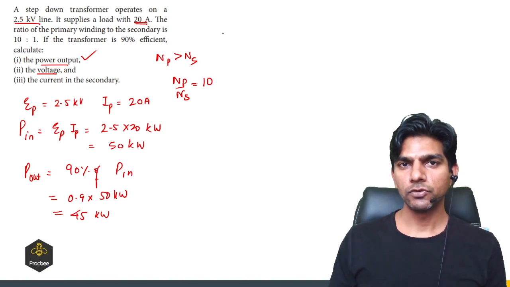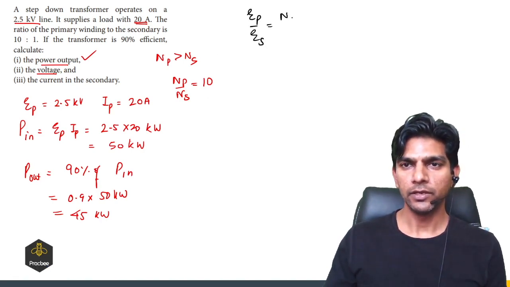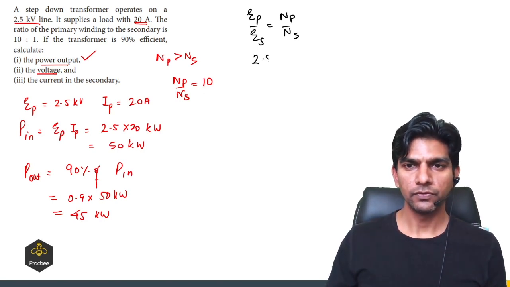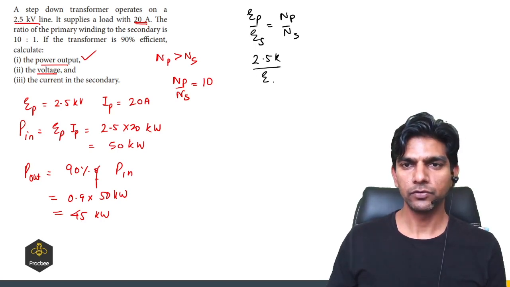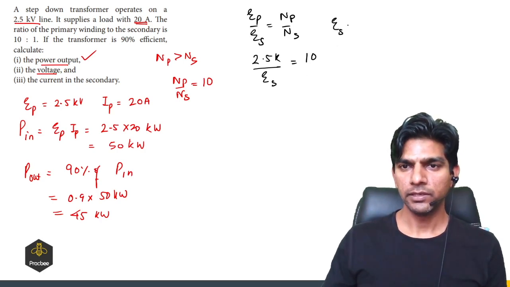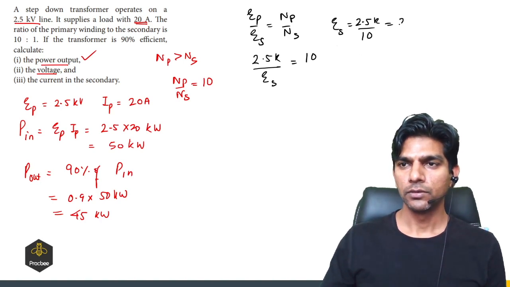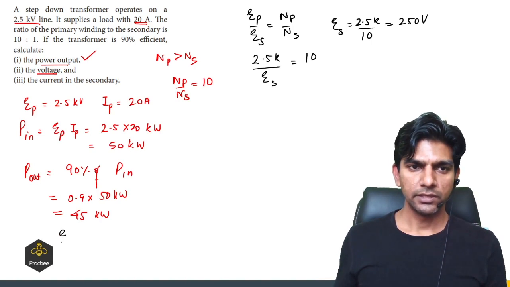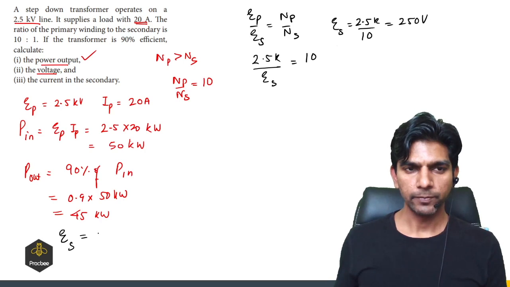By using the transformer equation, we can say EP by ES will be equal to NP by NS. So EP is 2.5 kilo and ES we can find from this equation. NP by NS is 10. So ES will be 2.5 K by 10. So this will be 250 volts. This is the voltage at the secondary winding, that will be 250 volts.